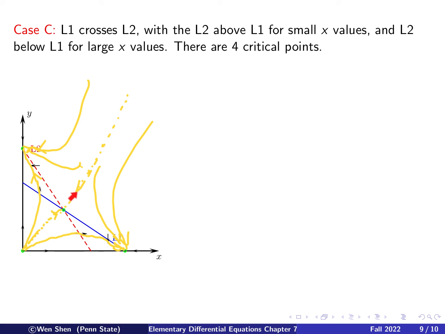So this solution in the middle is called a separatrix, and it separates the region into two parts. Any solution that lies on its left will eventually be attracted to this critical point, and any solution on the right will eventually approach this critical point.